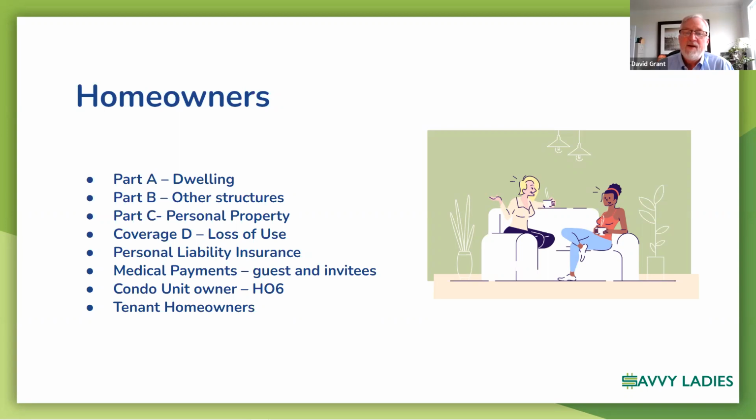And there is another coverage if you are unable to occupy your house. The insurance company will put you up in a hotel or rent you another house, and the value is automatically 20% of the value of the home. So $500,000 on the house, 20% for loss of use. They'll give you $100,000 while the home's being rebuilt.